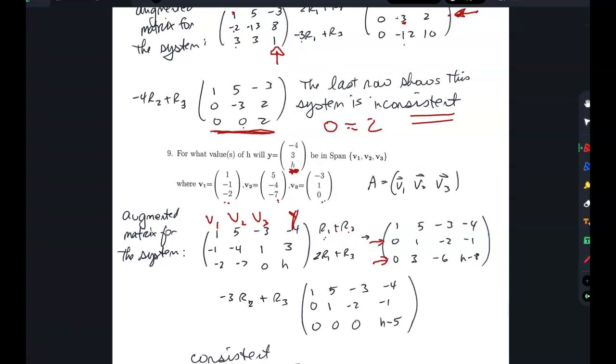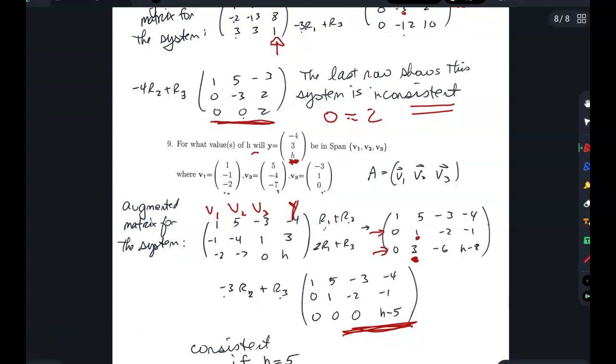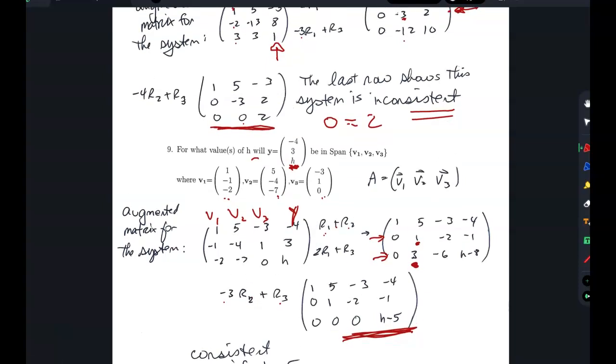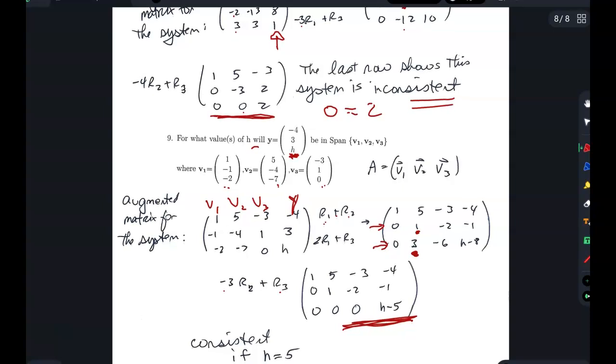So then I get to that, and I've got a 1 here and I want a 0 here. So let's multiply row 2 by -3 and add it. So I get to this. What am I trying to do again? Oh yeah, I want to find what values of h will make it in the span. That means I need to make it consistent. And it's consistent if h equals 5.